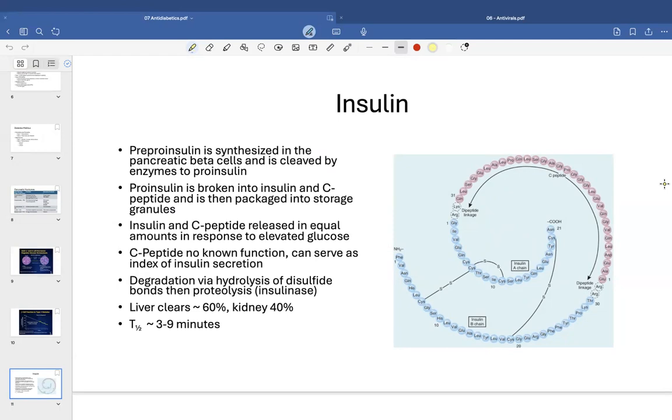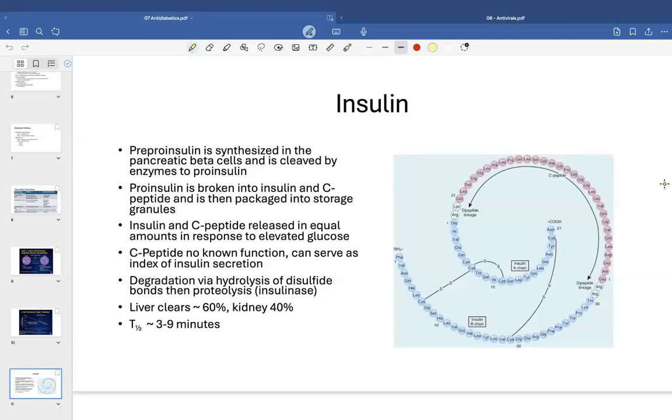So if the blue peptide represents insulin, and the pink peptide in this diagram is C-peptide, the two together is proinsulin. Okay. So proinsulin equals C-peptide plus insulin. That is the storage product. As the body senses that glucose is elevated, then that combination is secreted in equal amounts. So for every insulin molecule that is released, there's also a C-peptide that's released.